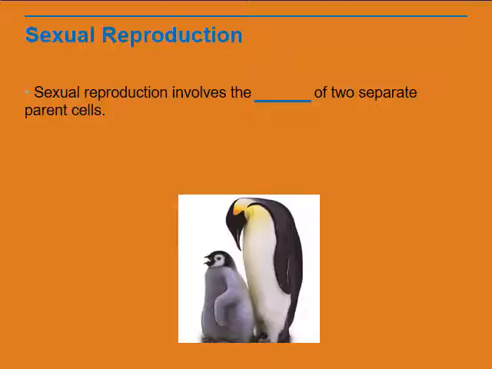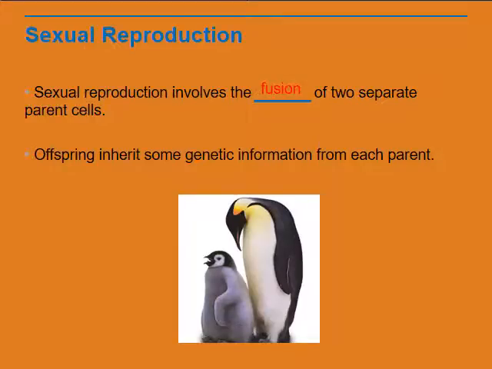As opposed to asexual reproduction, which produces a clone of the parent or a genetically identical copy of the parent, sexual reproduction is a lot more elaborate, because it involves the fusion of two separate parent cells or two separate genomes. And so this is a bit of a lengthy process. Our offspring inherit some genetic information from each parent, therefore creating genetic variability or diversity within the population and ultimately within a species.